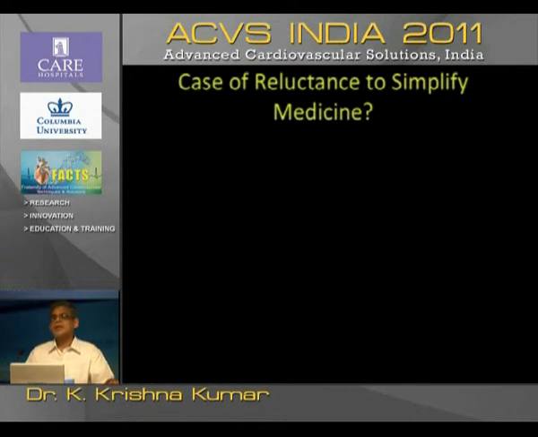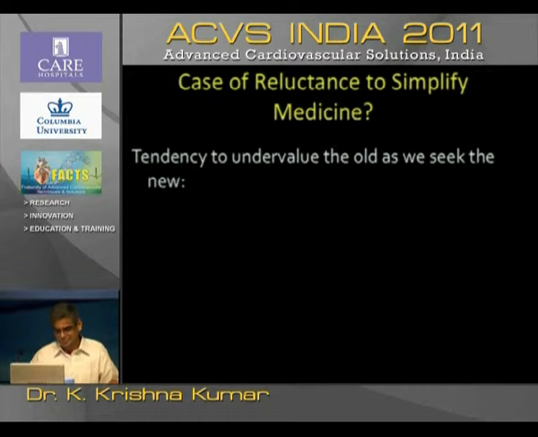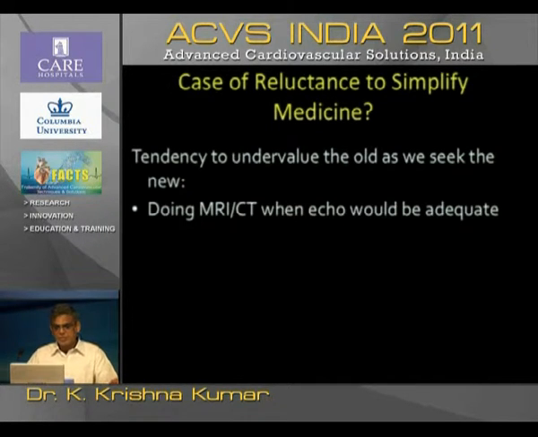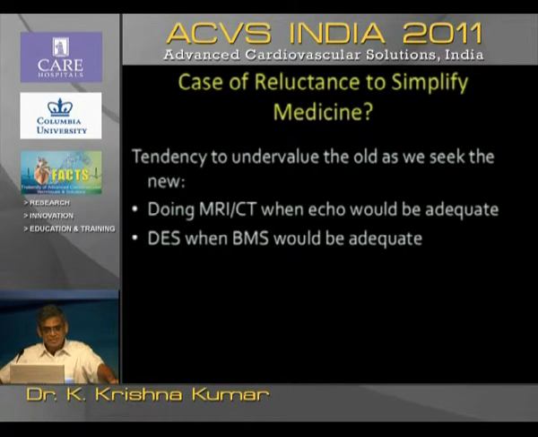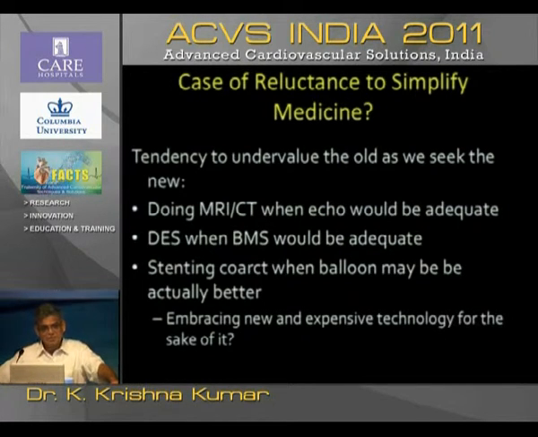But we all have this problem, don't we? We don't like simplifying medicine. We don't like to accept. We tend to undervalue the old as we seek the new. And I think that's a story that we keep seeing. We do MRIs and CTs when echo would be adequate, and we've embraced the drug-eluting stent when in many situations bare metal stents would be adequate. So similarly, we've all embraced stenting of coarct when actually balloon may be better in some circumstances.